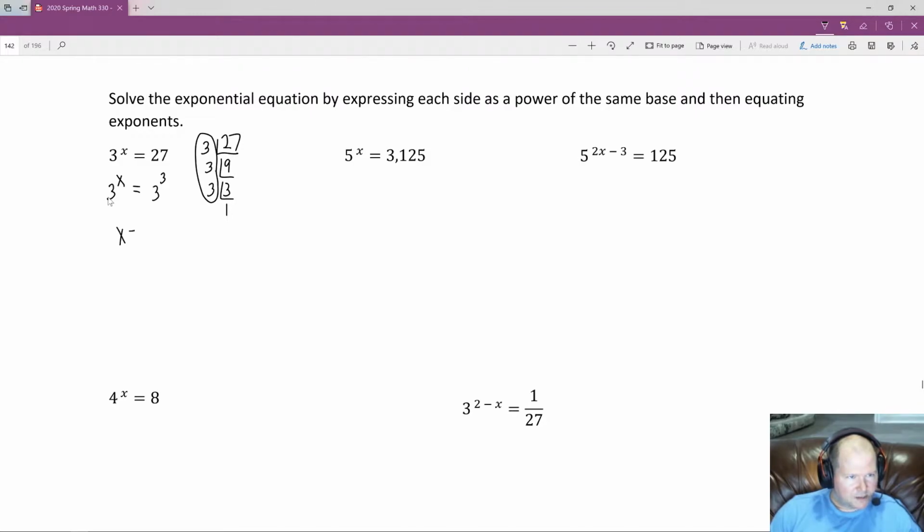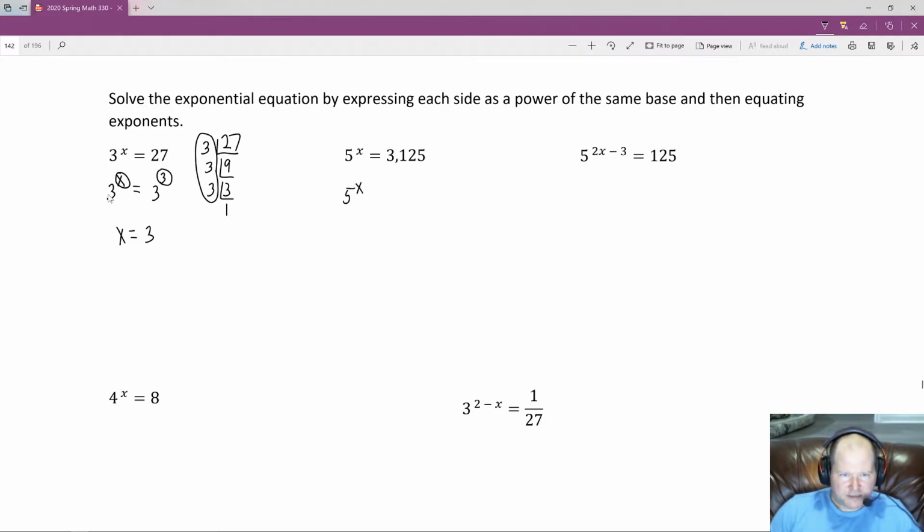So now we know x must be equal to 3, right? So if 3 to the x power is equal to 3 to the third power, then these exponents must match, right? So this exponent here and this exponent here have to be equivalent to one another. All right, so let's try this one over here.